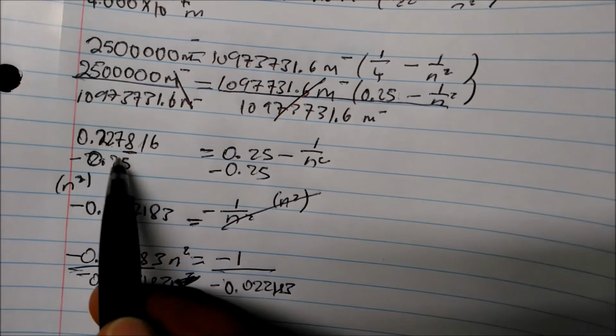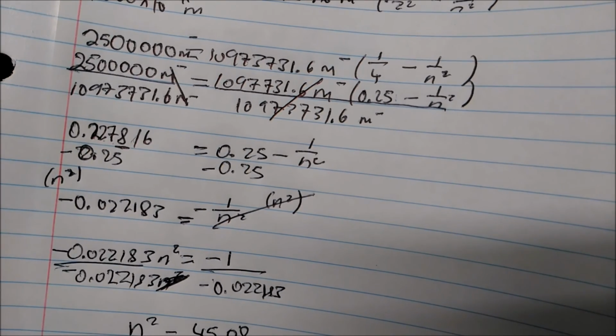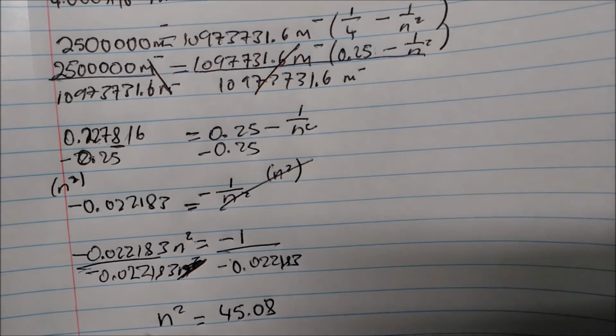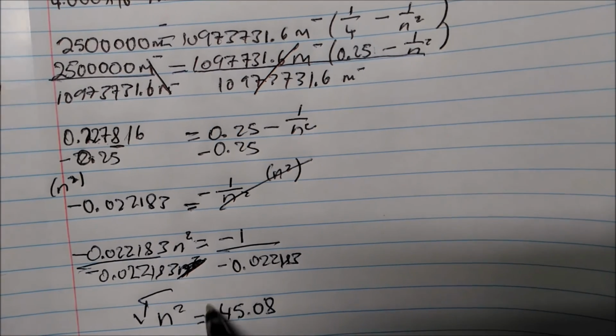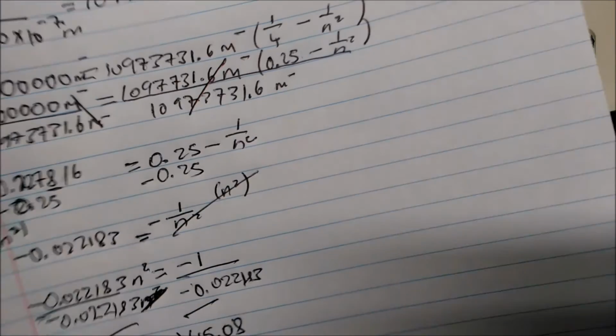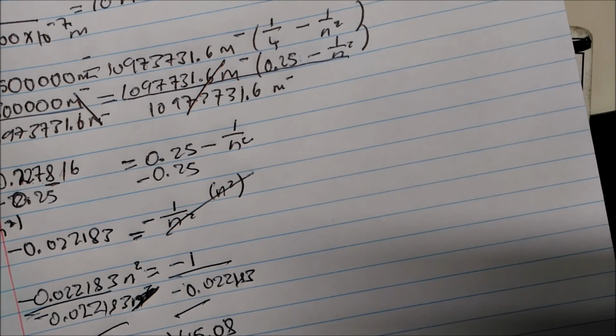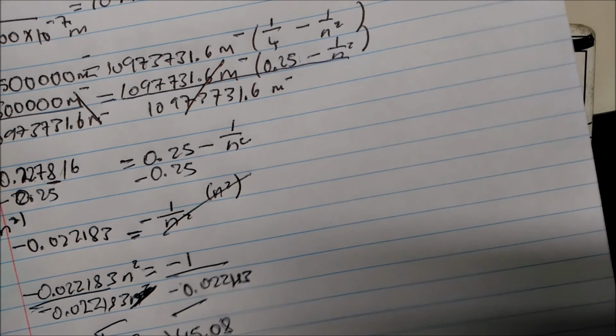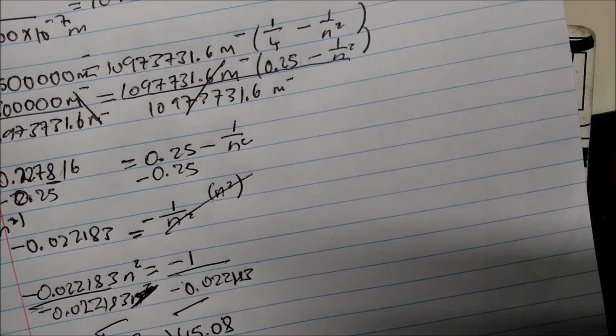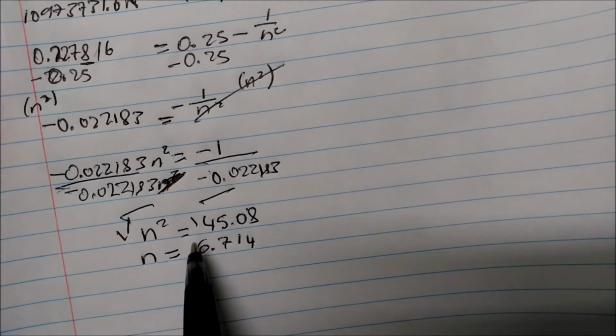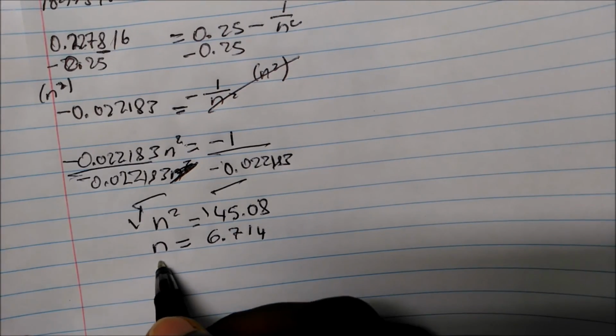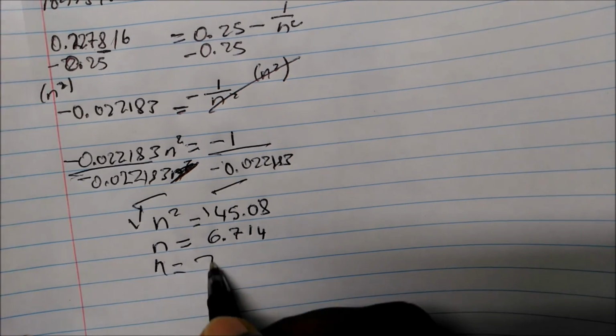45.08. Remember, it's 4 sig figs, and you could review the sig figs, but it should be 4 sig figs. Now all we're left to do is take the square root of both sides, and we get n is going to equal 6.714. But remember, n has to be an integer, so all we've got to do is round up. So n is equal to 7.